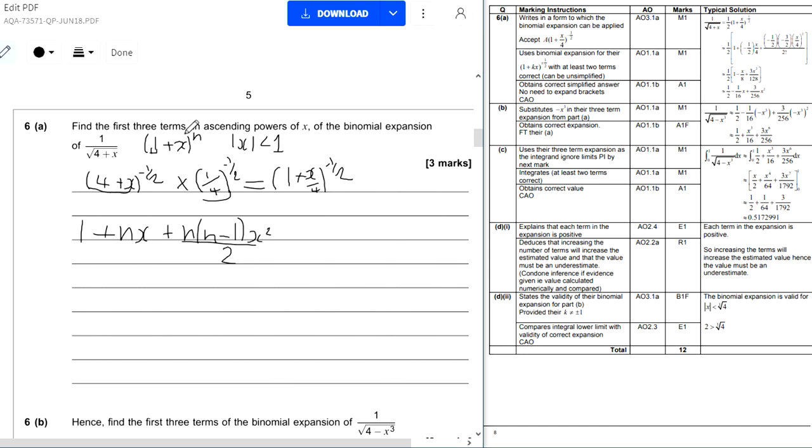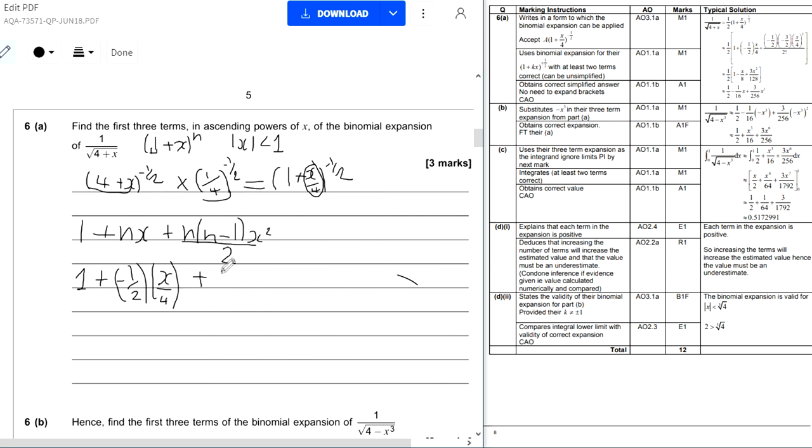So let's substitute what values we have. So 1 is just going to be 1. N in this case is minus a half. So minus a half. Always put brackets because you might get confused with your minuses, and you don't want to lose easy marks just because you didn't put the minus in correctly. Now the x in this case, as I pointed out earlier, is not x, it's x over 4. So x over 4.